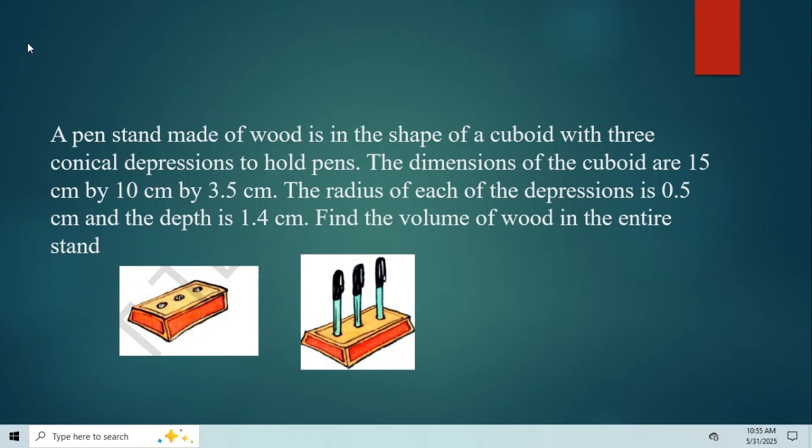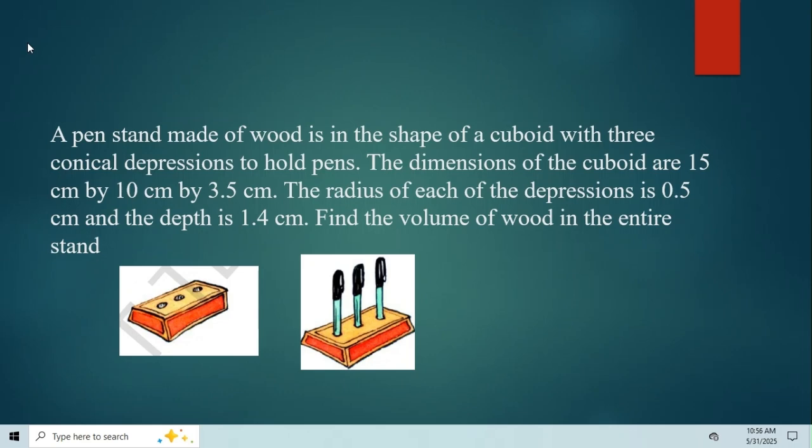So here we are going to find the volume of the wood in the entire stand. What type of stand is it? It is a pen stand. That pen stand is made of wood, and it is in the form of a cuboid. That is why length, breadth and height are given. So what are the dimensions of the cuboid? 15 centimeters by 10 centimeters by 3.5 centimeters.